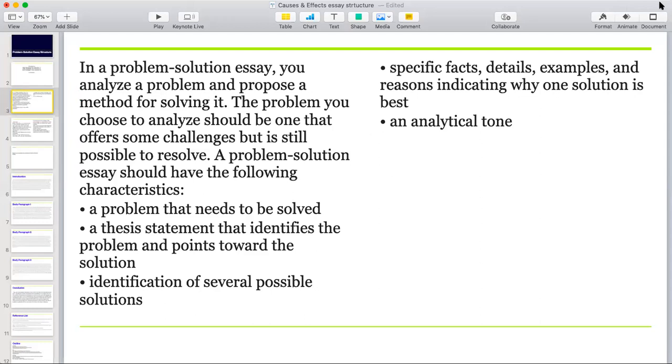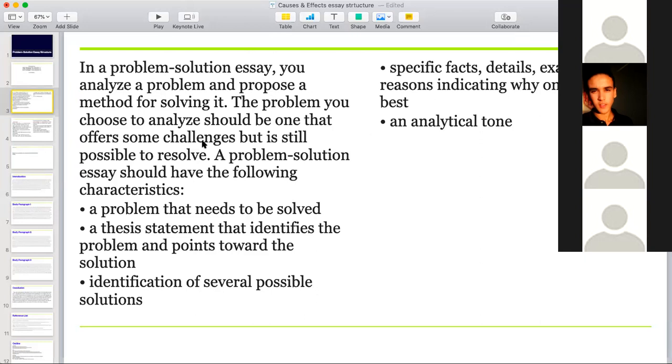In general, what is a problem solution essay? In a problem solution essay, you analyze a problem and propose a method for solving it. The problem you choose to analyze should be a problem that offered some challenges, but it's still possible to resolve. Because I noticed that some of you chose problems that are very difficult to find the solution for. We don't want to do this. We need problems that we can solve.